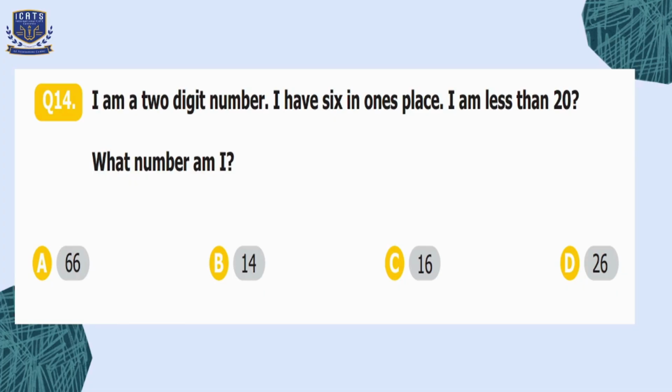Question number 14. I am a two-digit number. I have 6 in ones place. I am less than 20. What number am I? It is mentioned that it's a two-digit number. Now, the next part is I have 6 in ones place. So if 6 is in ones place and it's a two-digit number and it is less than 20 as well, then 16 is the only option fulfilling all the criteria. So option C is the correct option here.